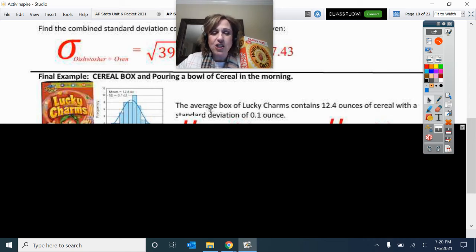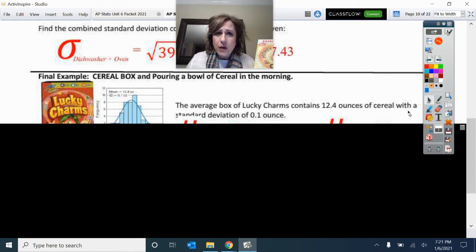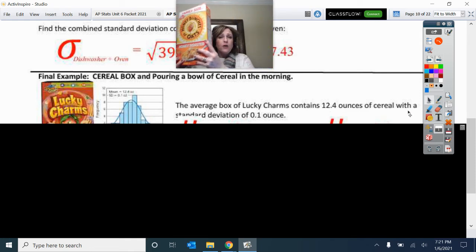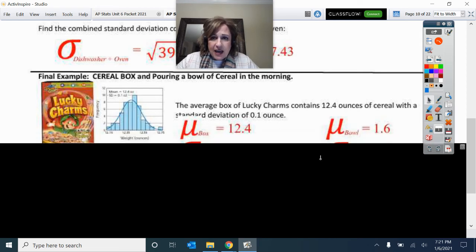But here we have an average box of Lucky Charms that contain 12.4 ounces of cereal, okay? And do you think that this box of cereal, when it's going down the assembly line, is actually going to always have exactly 12.4 ounces in it? Or is there going to be some variability in what the machine puts into this cereal box? Of course, there's variability. So we have that standard deviation of 0.1 ounces. Not always going to be 12.4. Okay, now, so there's that.